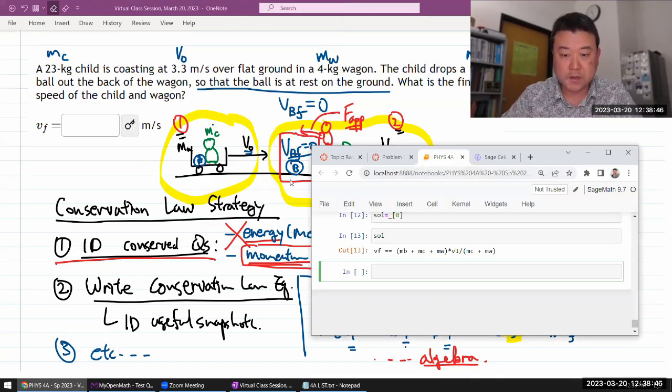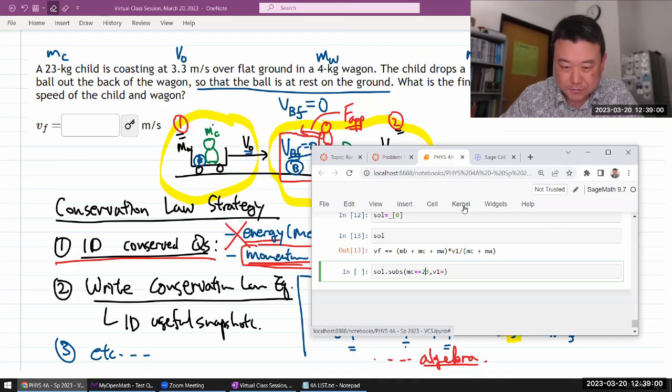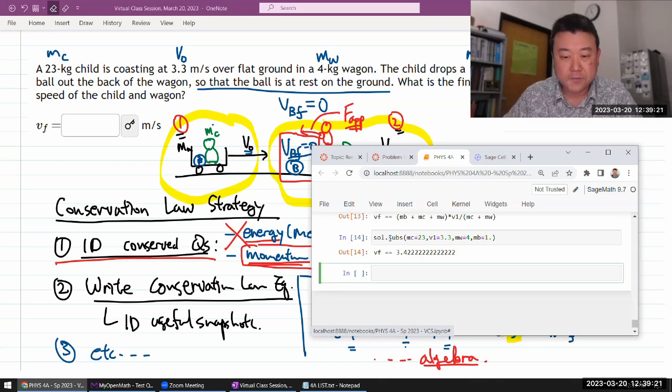So the numbers we've been given are the mass of the child, 23 kilogram. Initial, oh, I labeled this V not, but it's V1. In case you somehow used a couple different letters, make sure you know what's what. Mass of the wagon is 4 kilogram. And mass of the ball is 1 kilogram. And V final is what we are solving for, I think that's it. Let me make sure it does the decimal approximation. All right, so V final is 3.42 meter per second.